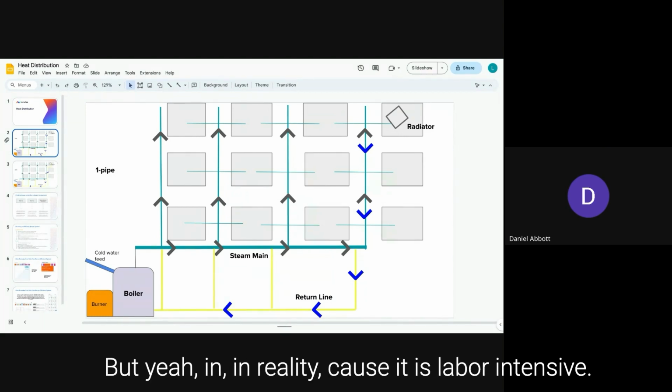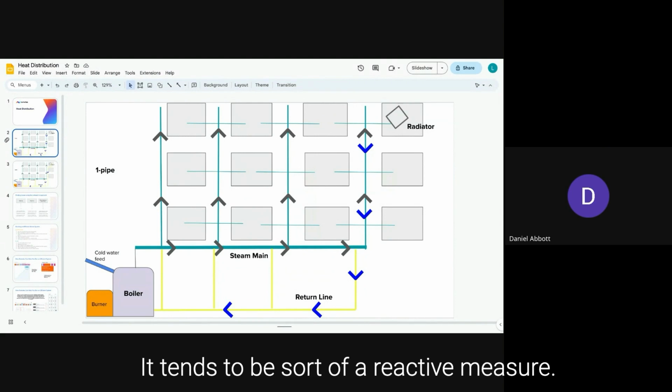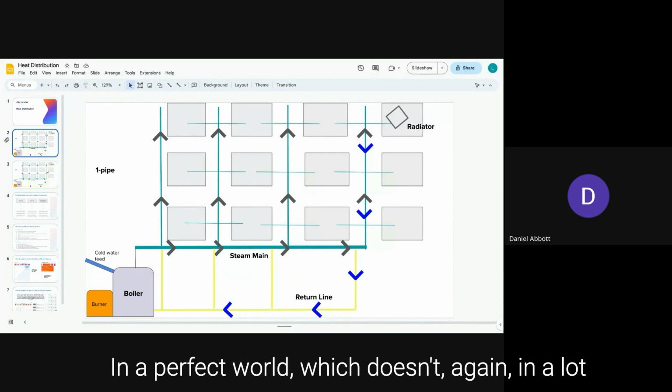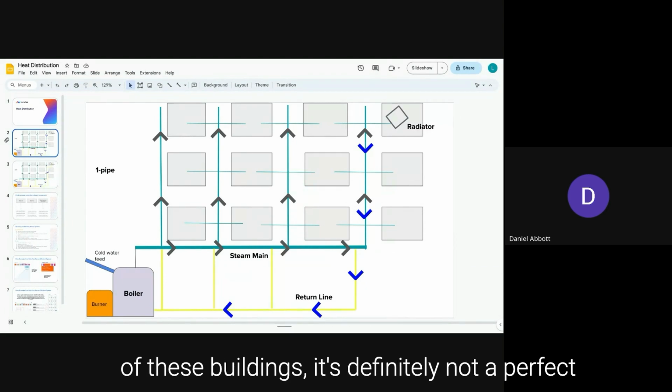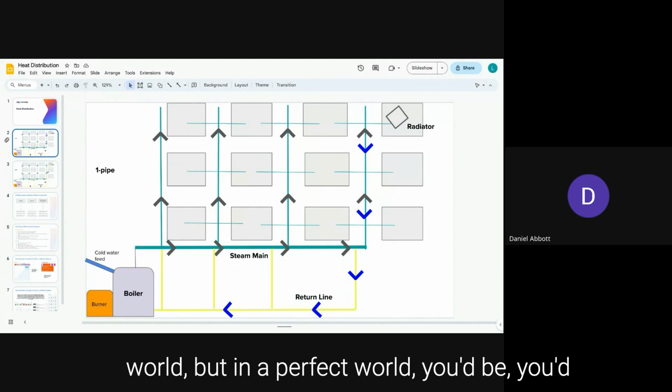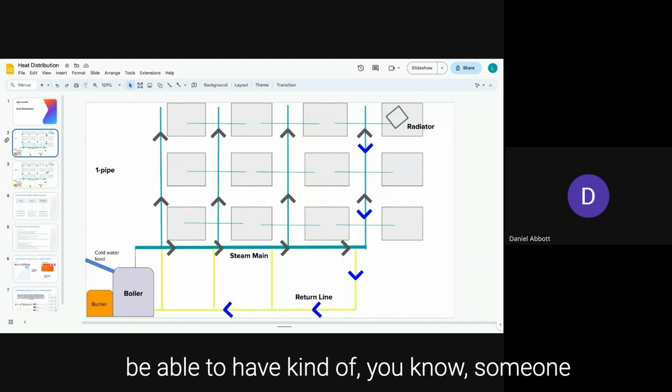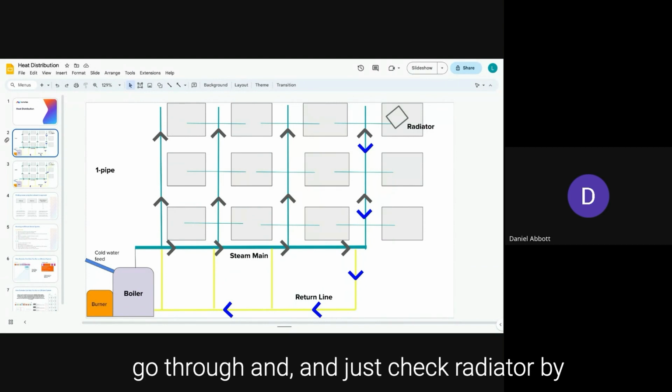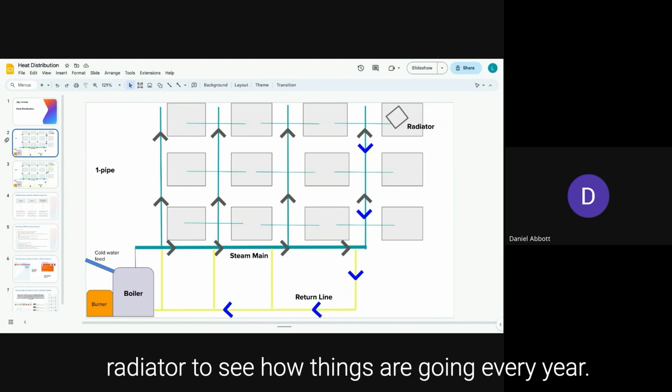But in reality, because it is labor intensive, it tends to be sort of a reactive measure. In a perfect world, which in a lot of these buildings it's definitely not, you'd be able to have someone go through and check radiator by radiator to see how things are going every year.